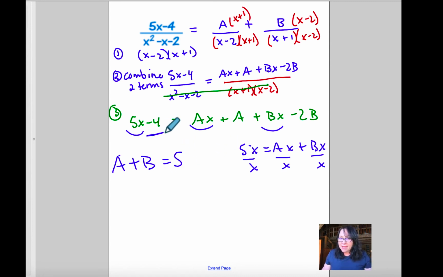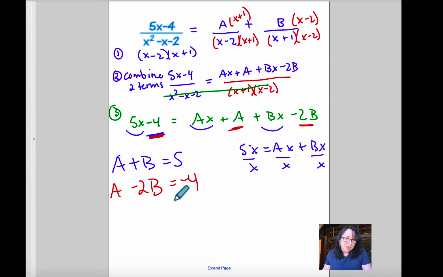Secondly, I've got my negative 4. So for my negative 4, I have a negative 4, I have an a, and I have a negative 2b, which means that a minus 2b is equal to negative 4. Oh my goodness, it's a 2 by 2. We know how to do this.